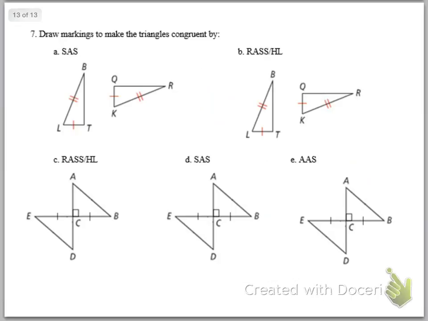Draw markings to make the figures congruent by what it is. So side, the angle has to be included in the side. So we have to have this one, and then L matches with K on my next one, so that it goes side, angle, side, side, angle, side.